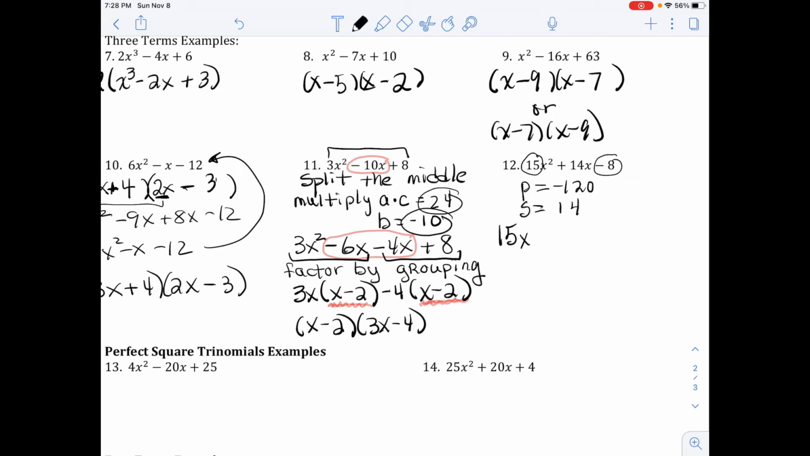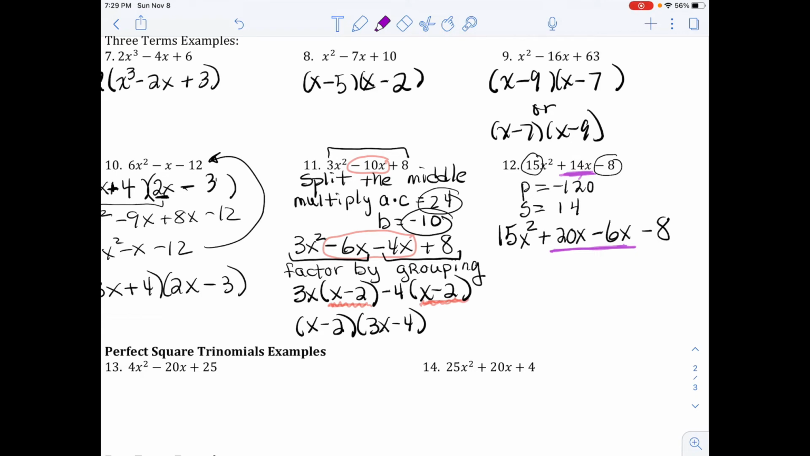All right, so watch split the middle. 15x squared plus 20x minus 6x minus 8. Now, again, let's look at this. This is this. So I've underlined it in purple. 20x minus 6x is 14x. We just took that 14x and we expanded it into 20x minus 6x. That's why it's called split the middle.